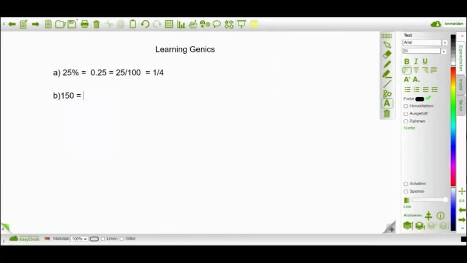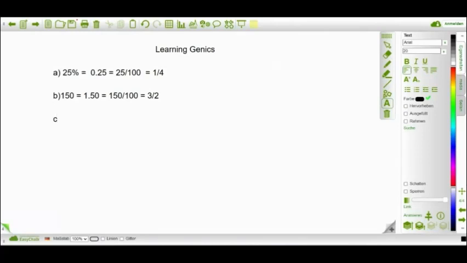So 150% is nothing but 1 whole and 50%. So we'll write it as 1.50. Now 1.50 in fractions will be 150 upon 100. And if we convert it into a mixed fraction, it would be 1 whole and 1 by 2, and if we take it to its simplest form, it will be 3 by 2.